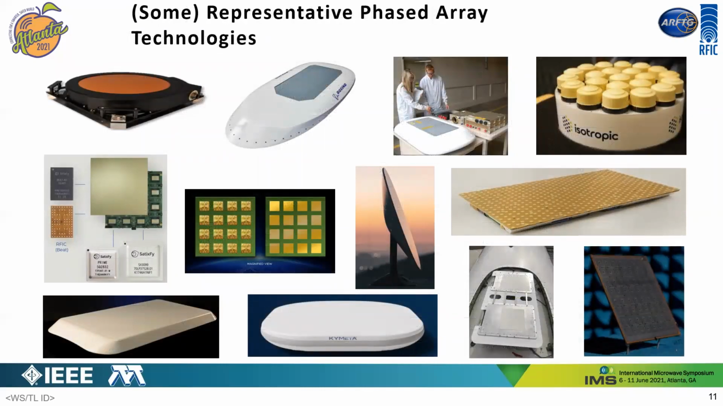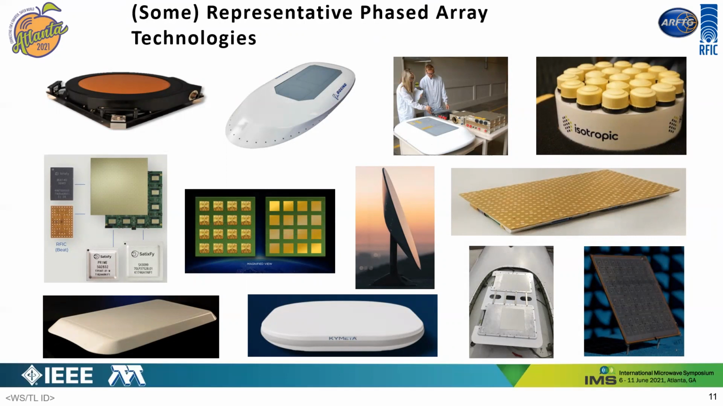This is certainly not a comprehensive representation of all the various phased array products, but here are a few specific examples from ThinKom, Boeing, Isotropic, Satixfy, NextCom, SpaceX Starlink, Hanwha Phasor, Ball Aerospace, Kymeta, Gilat, and Alcan, and that's just a subset of all the ones that are out there. Please don't be angry if I left someone out.